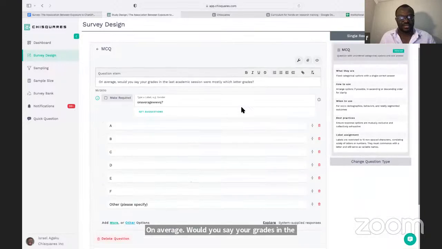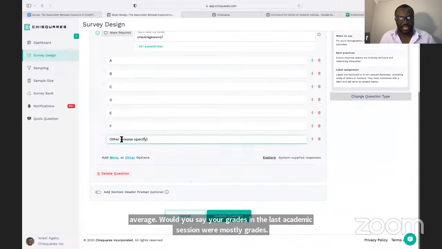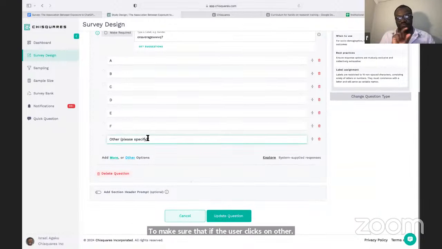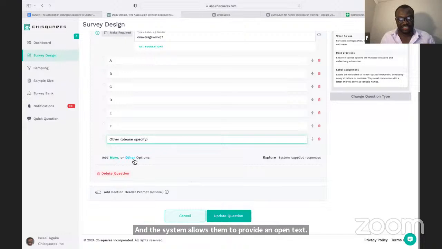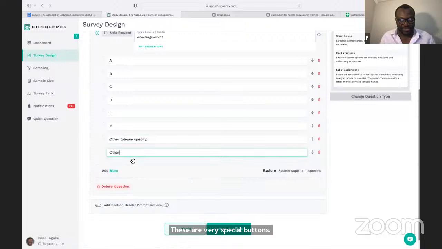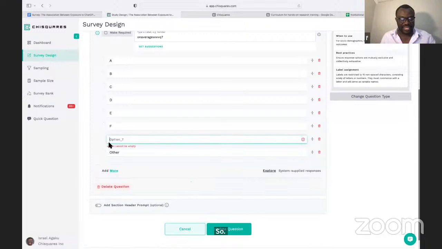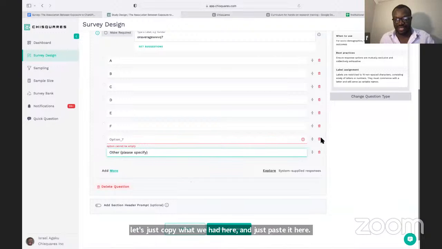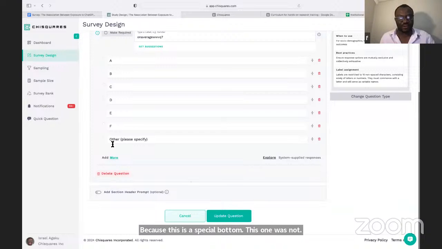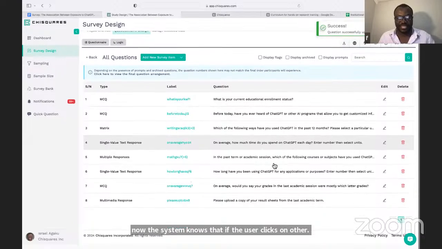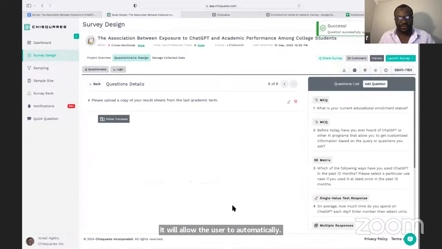Let's edit this to make sure that if the user clicks on other, then the system allows them to provide an open-ended text. These are very special buttons. So let's click on other, and let's just copy what we had here and paste it here, because this is a special button. This other one was not. So now the system knows that if the user clicks on other, it will allow the user to automatically enter a text there. And then lastly, we have the upload question, which is, please upload the format of your results sheets from the last academic term.